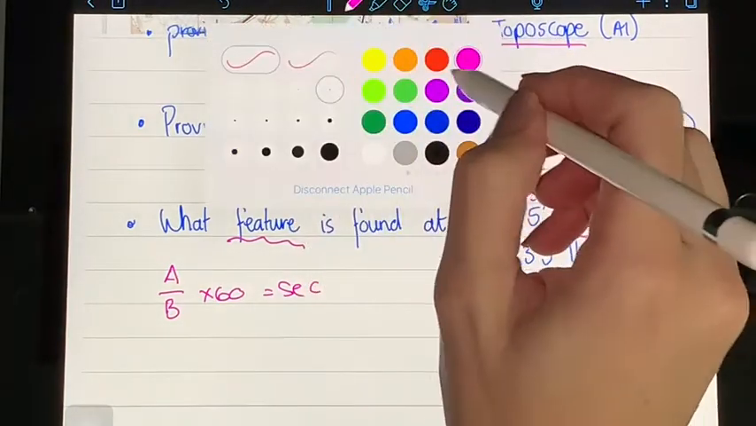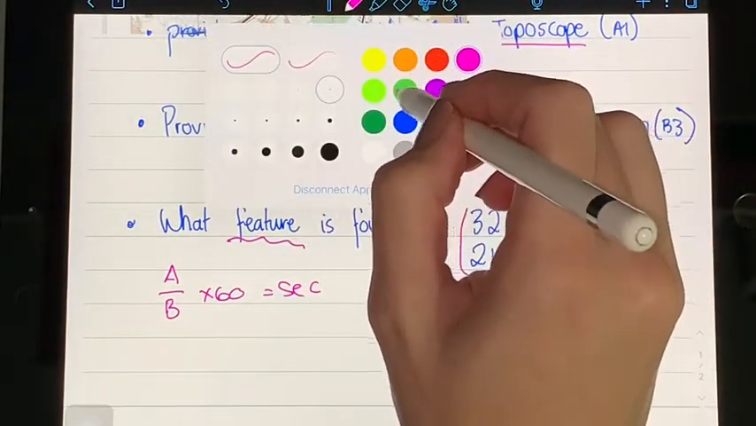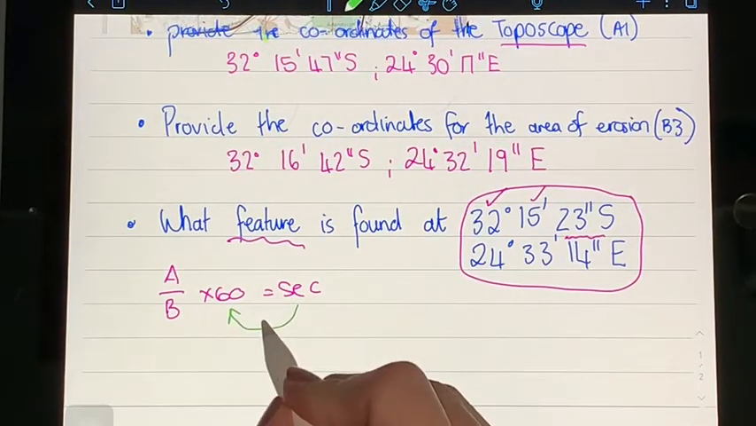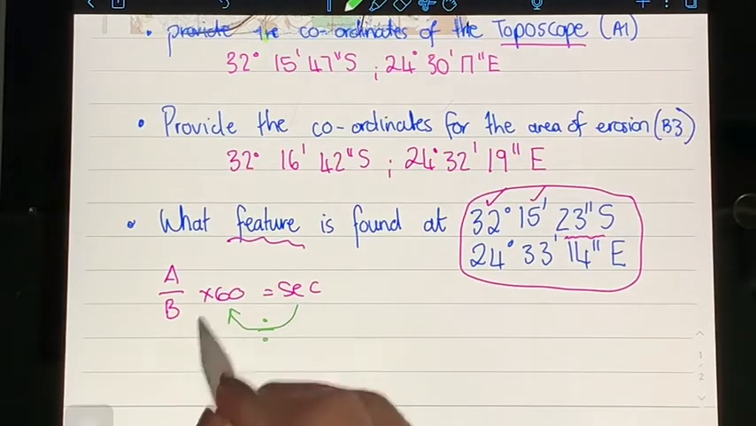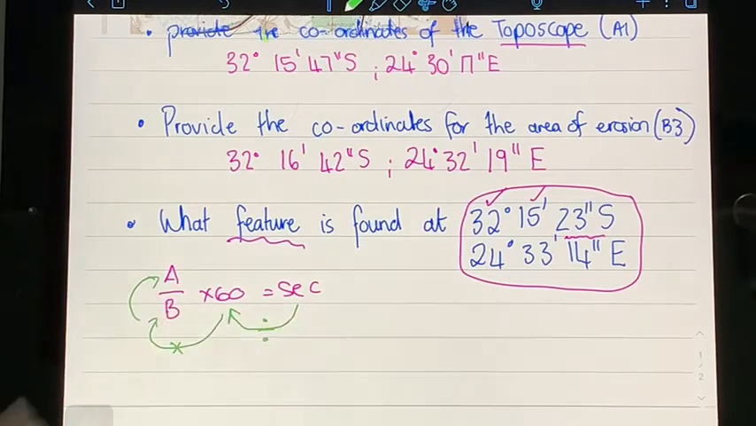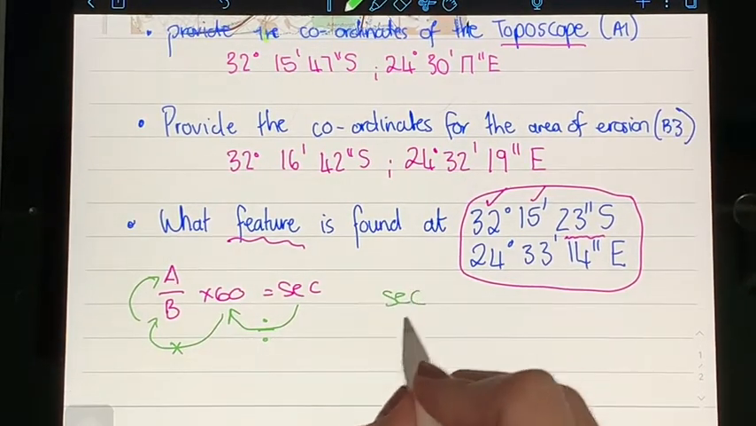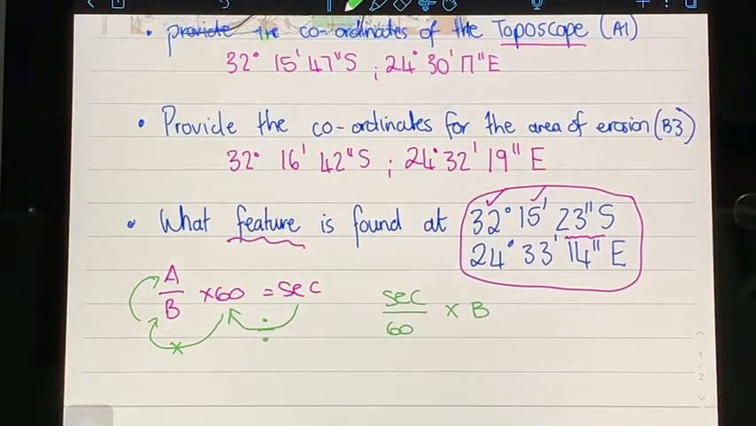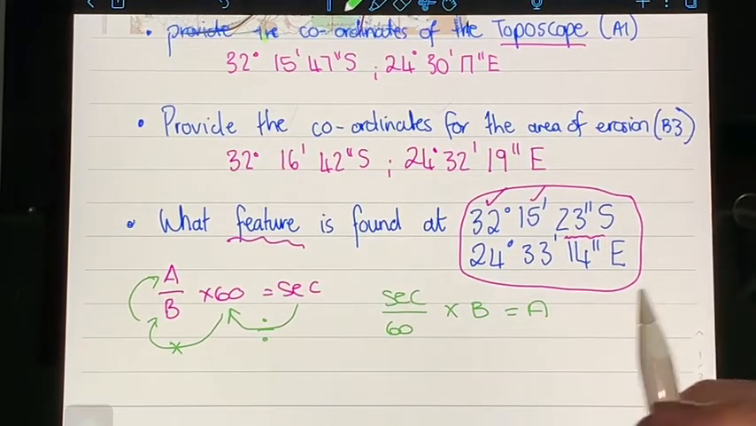Now we have the seconds. And so what we're going to do is say the seconds divided by 60 times the size of the latitude B, and that will give us A, which is our measurement along the margin. So if we review that, that's seconds divided by 60 times the size of the latitude or longitude B minute, and that would then give us our measurement for A. And once we have our two measurements, we can measure in the correct minute block and find the feature.